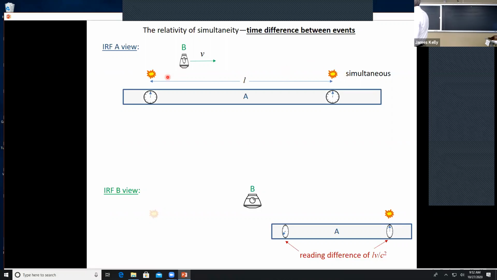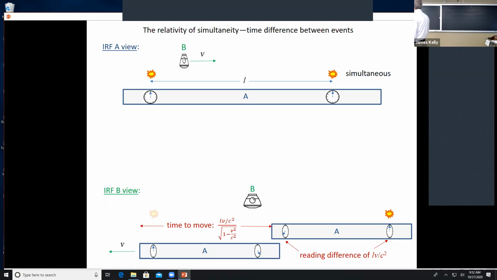Those two firecrackers go off when these two clocks read noon. And we're already able to deduce from our formula that the difference in these two clock readings is LV over c squared, this one being ahead. This one is going to reach there a little bit later. Here's a picture of that later time.